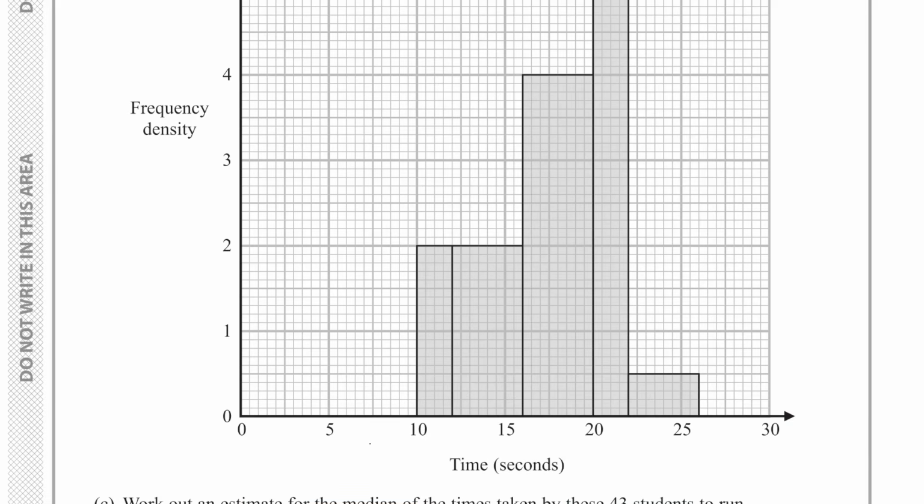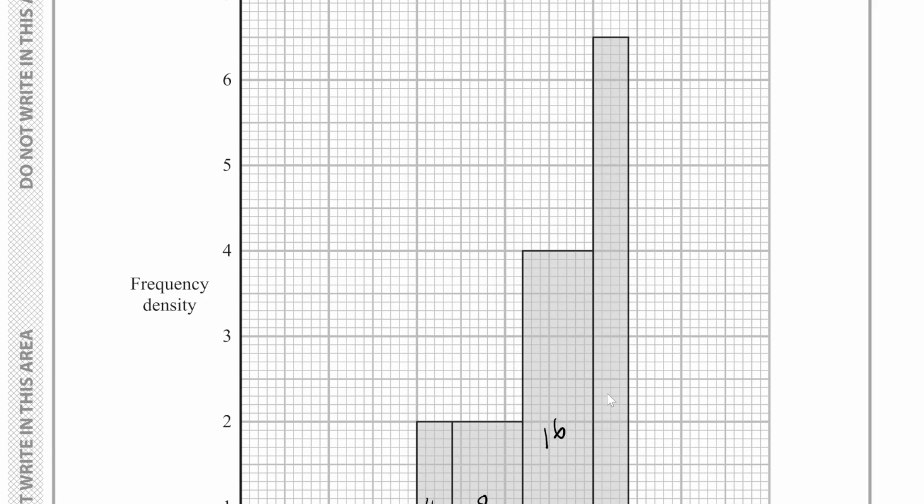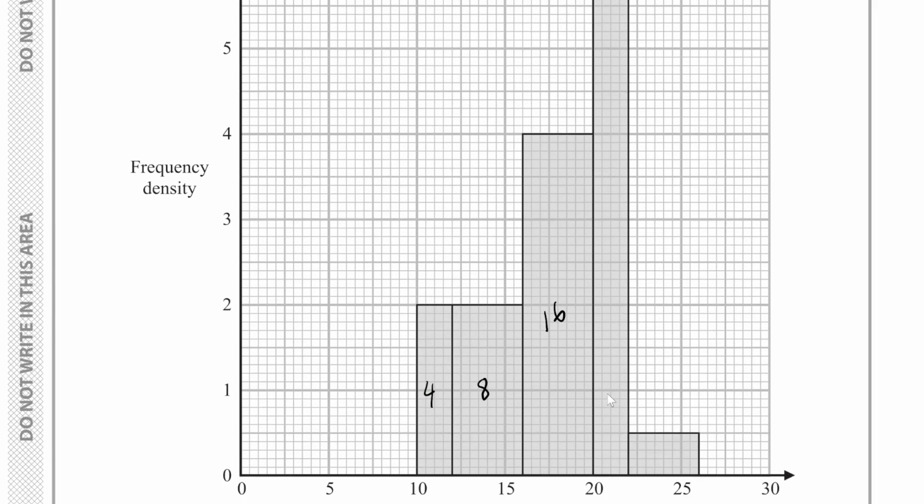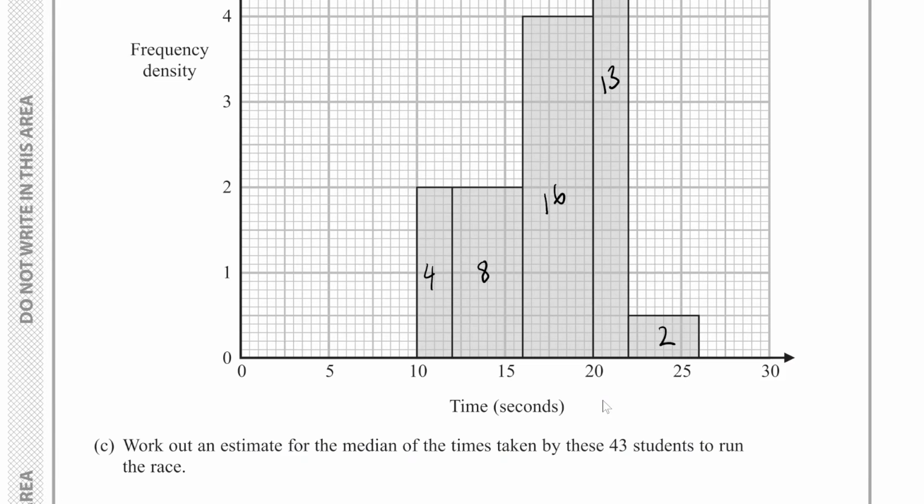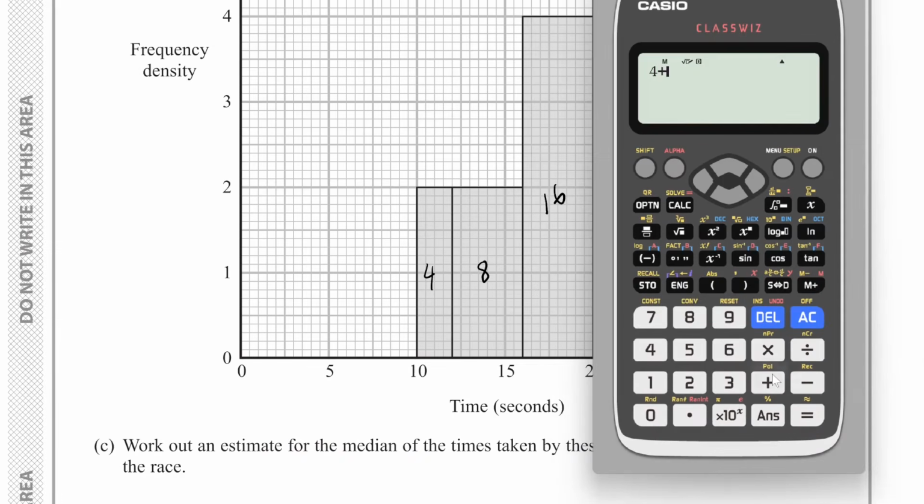So we have a base of 2 and a height of 2. That's 4 students. A base of 4 and a height of 2. That's 8 students. A base of 4 again and a height of 4. That's 16. A base of 2 and a height of 6.5. That's 13. And a base of 4 and a height of 0.5. That's 2 students. So where's the halfway? So 43 students. Let's just check we've got 43 students.